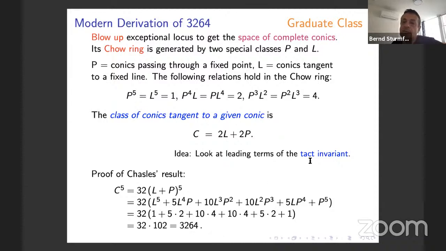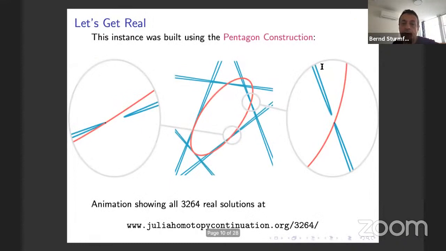Okay, let me pause again and see whether there are any questions. I'm trying to go slow. We have lots and lots of time. So this modern derivation is sort of a formulaic way of thinking about this picture. Right? So this picture reduces our number to 32 times 102.